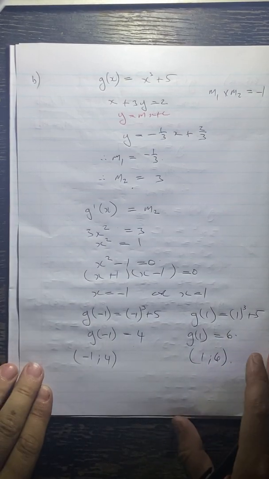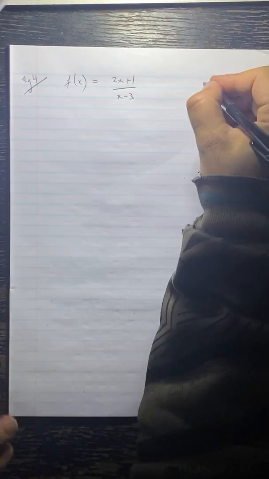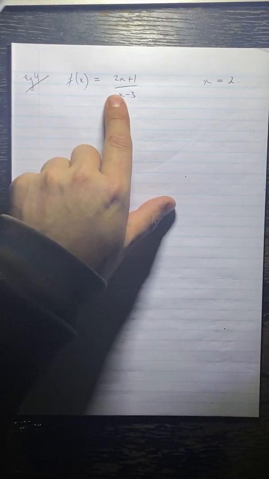Right, guys, last example. Example 4. It says here, determine the equation of the tangent to the curve f of x equals 2x plus 1 over x minus 3 at the point x is equal to 2. So we need to find the equation of the tangent to this curve when x is 2. Now, remember we need a point of contact.